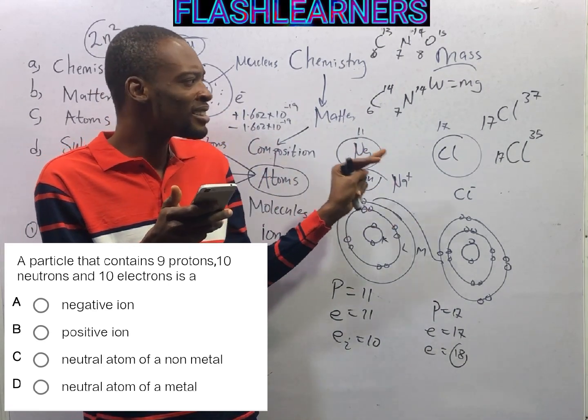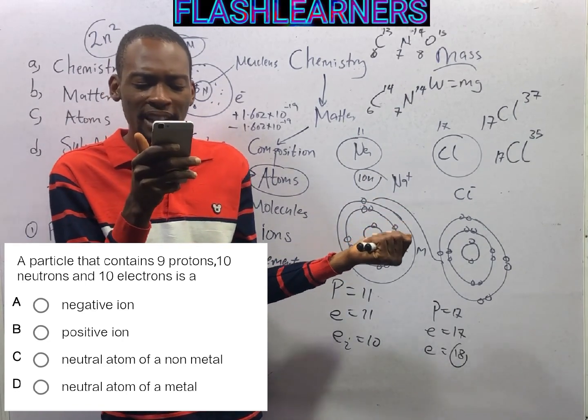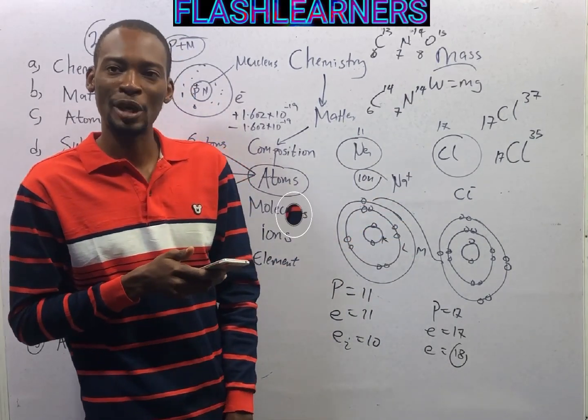When an atom gains an electron, what happens? It becomes a negative ion. So negative ion is the correct option.